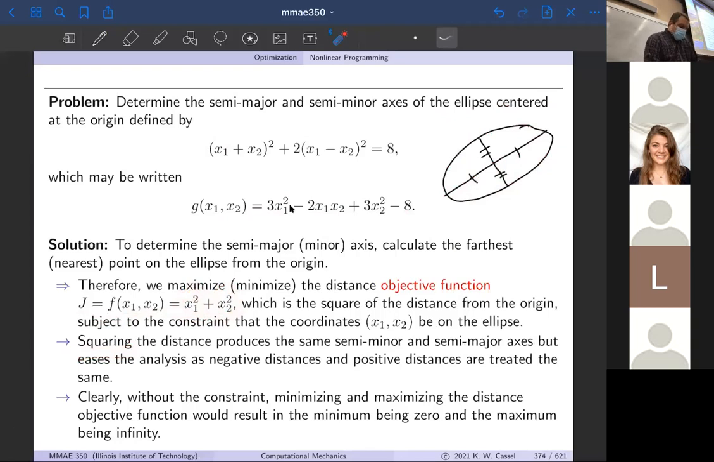Now, if I don't incorporate the constraint, so if I don't say that x1 and x2 have to be on the ellipse, and if I just take my objective function and I determine the minimum, what's the minimum going to be? Anybody?